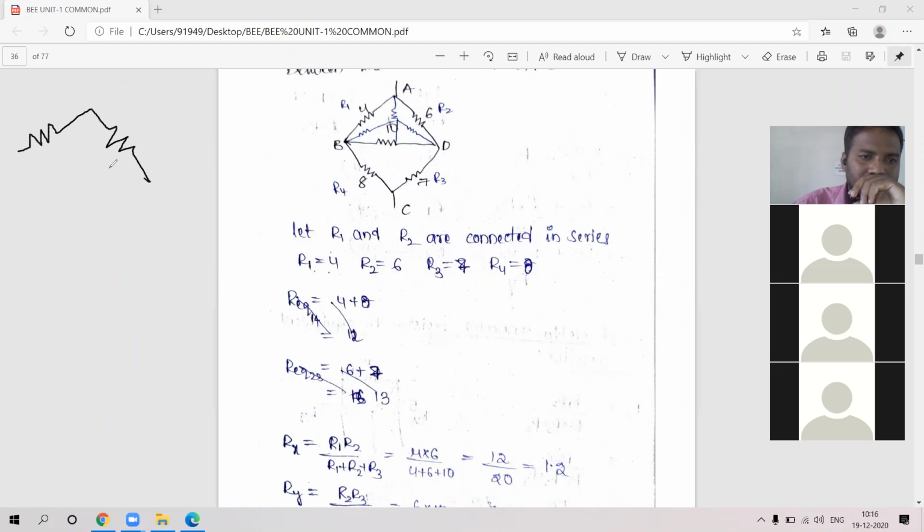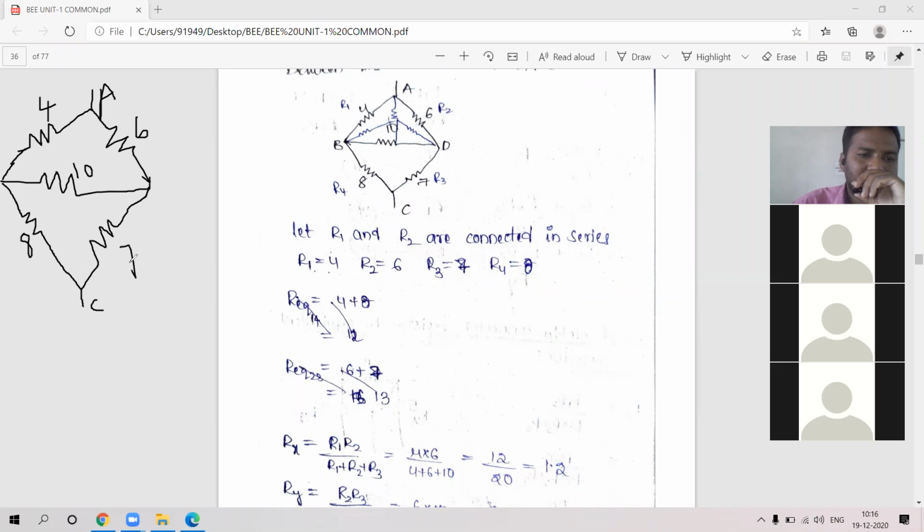Finished? Again, you redraw the question. Don't do it there itself, you will get confused. 6, 10, 4, 8, 7.